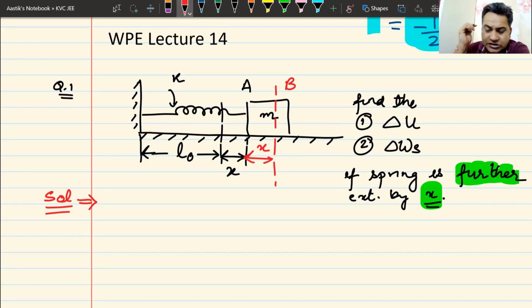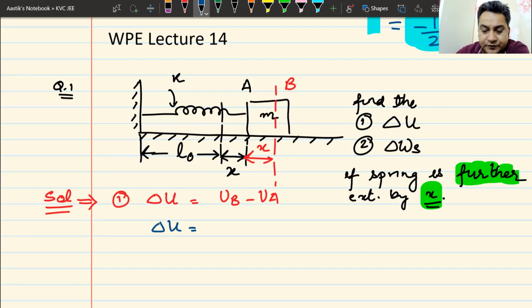I have to find the change in potential energy. So I'll solve problem number 1 first. The change in potential energy will be equal to the energy at point B minus the energy at point A, B being the final position and A being the initial position. I just need to put the values. So the change in energy will be equal to the energy at point B. Point B is this green point.